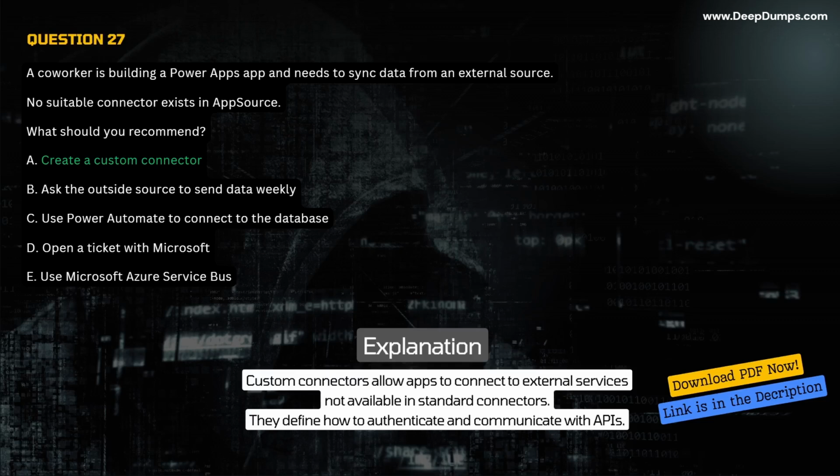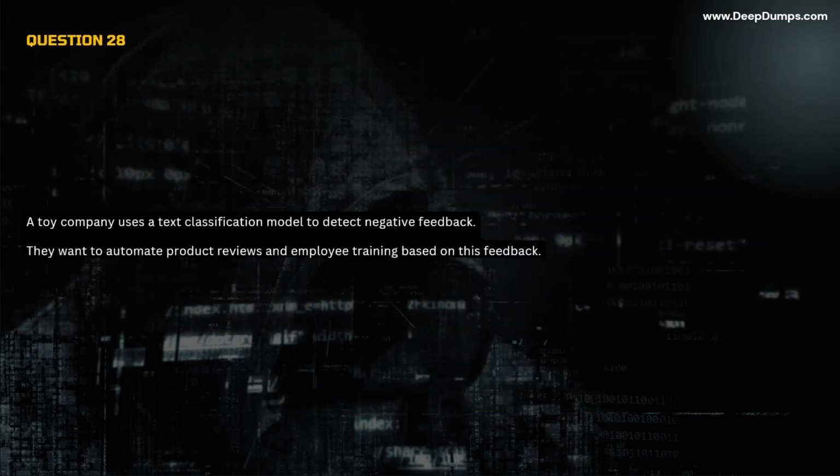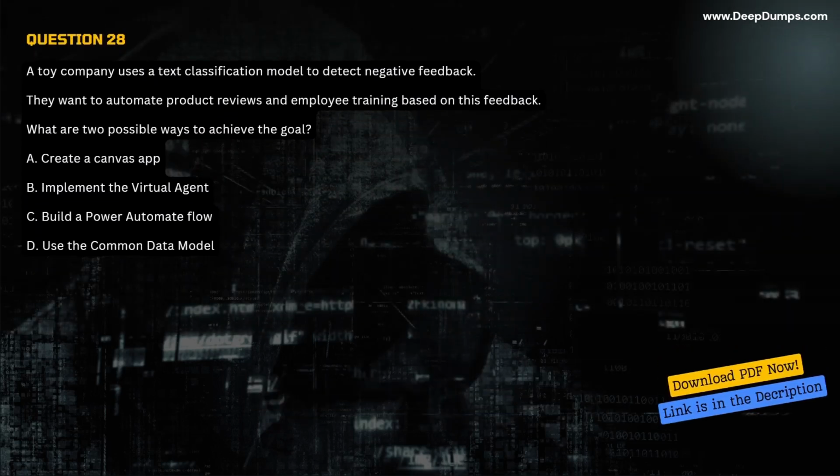Explanation. Custom connectors allow apps to connect to external services not available in standard connectors. They define how to authenticate and communicate with APIs. Question 28. A toy company uses a text classification model to detect negative feedback. They want to automate product reviews and employee training based on this feedback. What are two possible ways to achieve the goal?